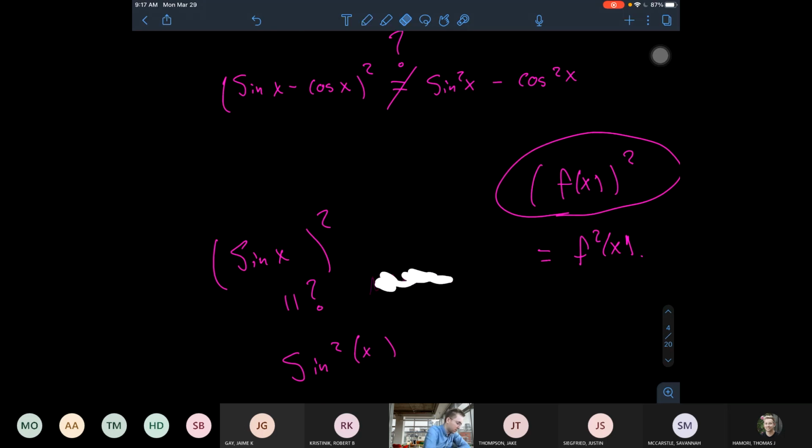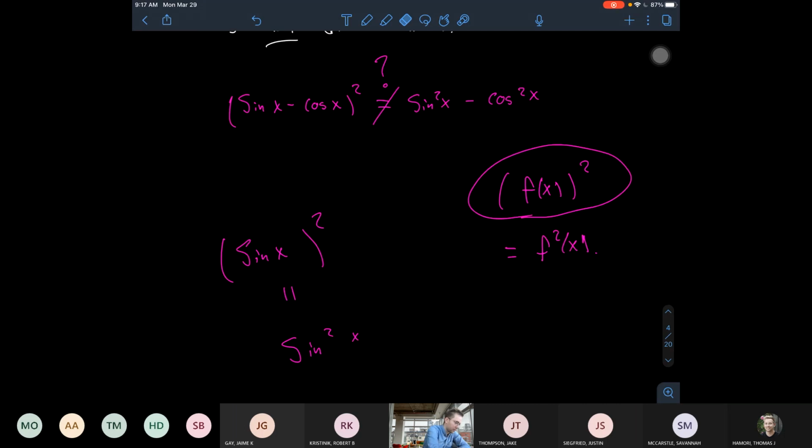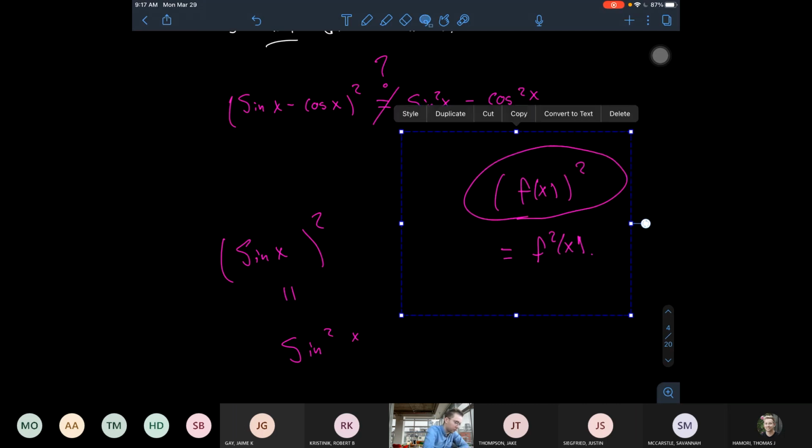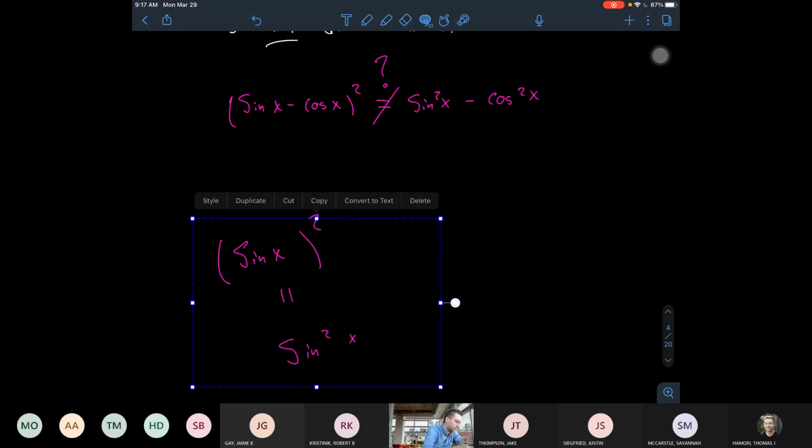Okay, so this equality is true. Sine of x squared, we get sine squared of x. Or sine squared of x like this is also fine. Okay, so that's addressing one comment that came in the chat.